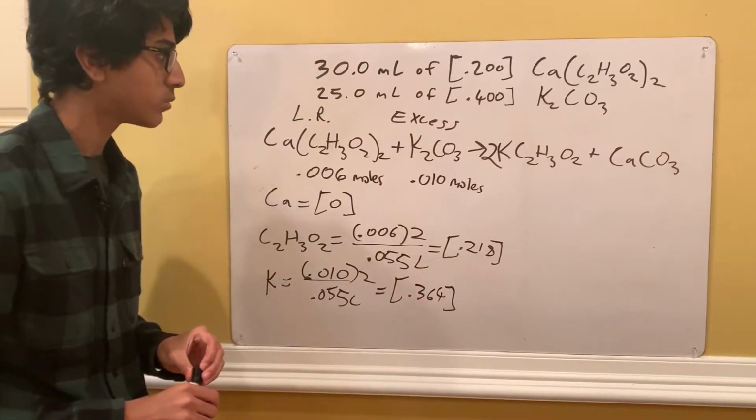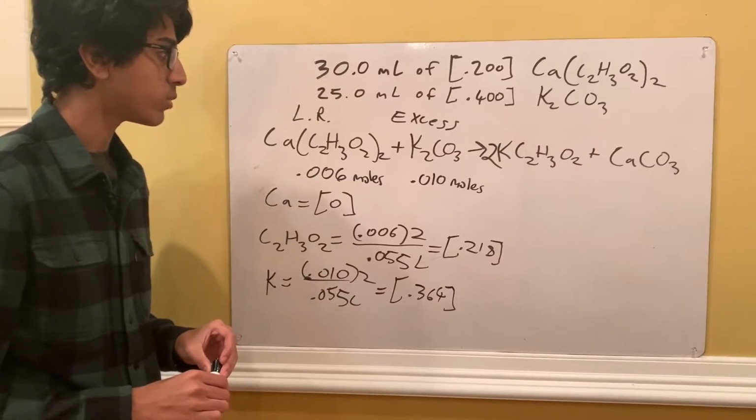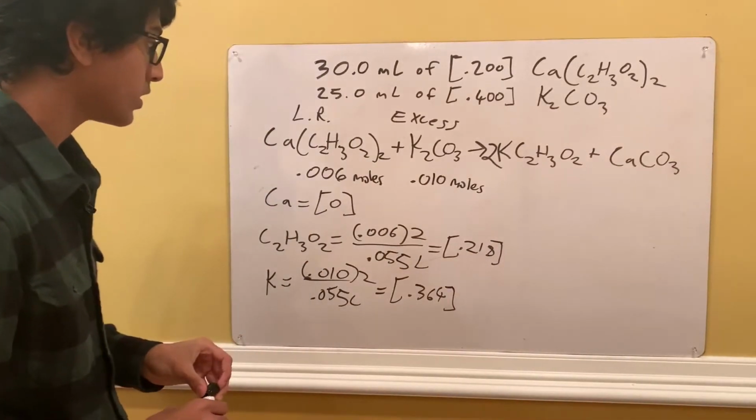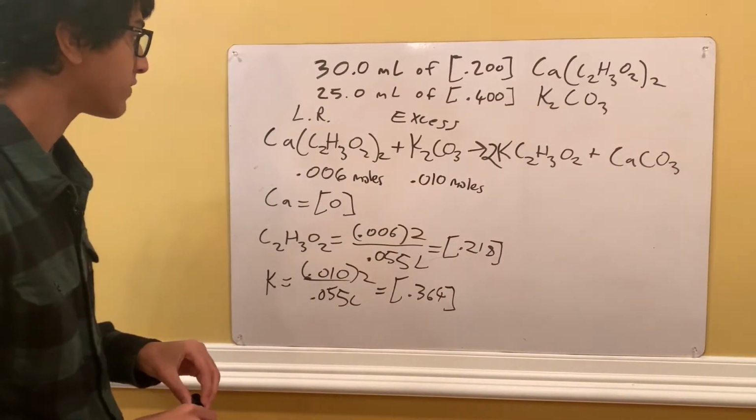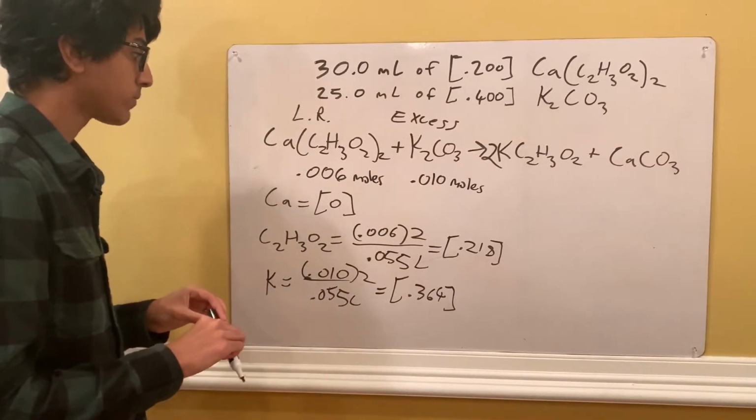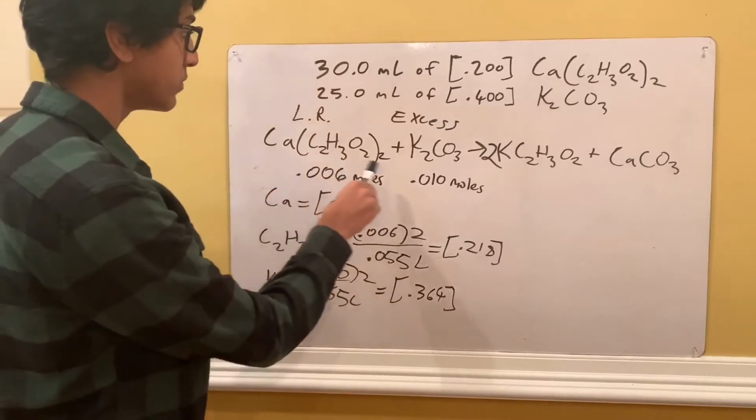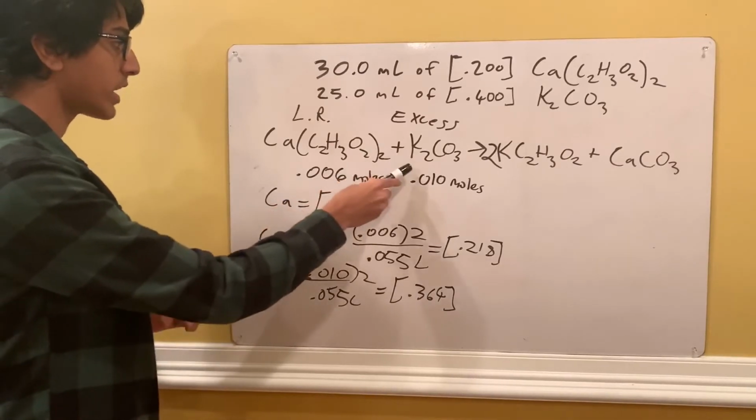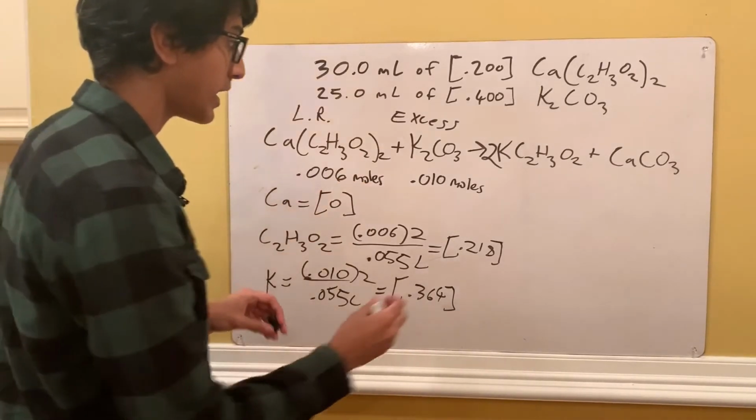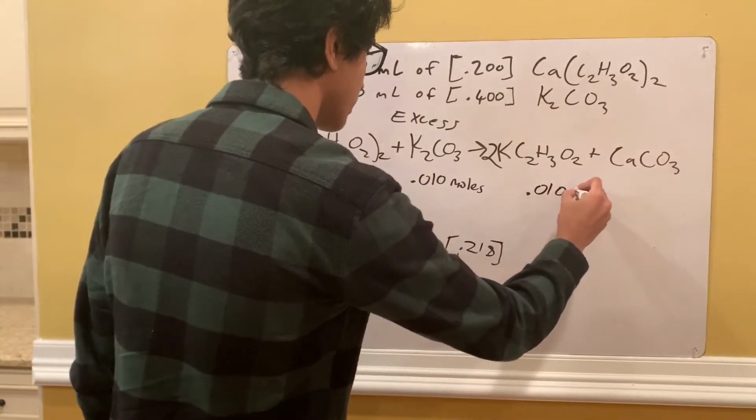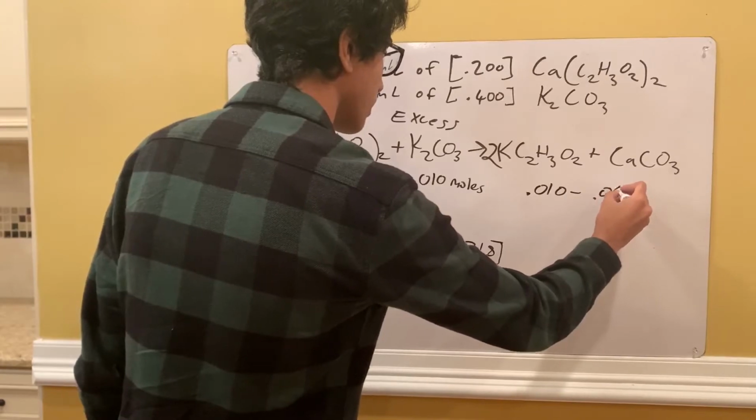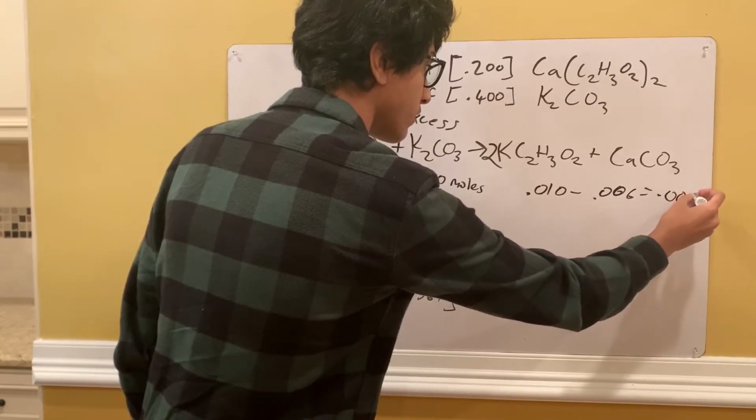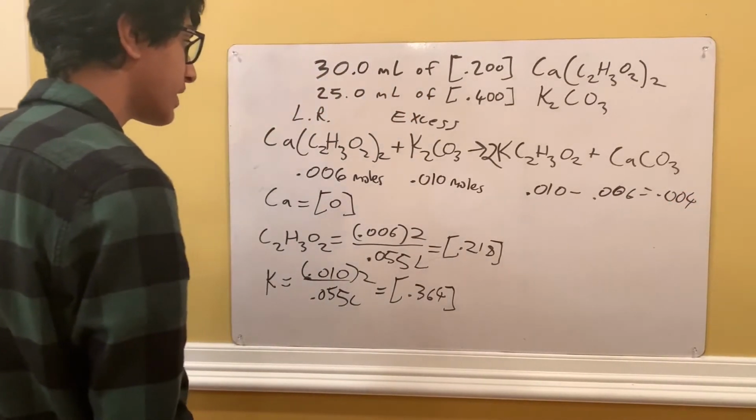Save the hardest for last, which is the CO3. That is whatever appears in the excess and appears in the insoluble compound in the products. For this one, we're going to have to find what the excess is. Going from the limiting reactant to the excess, it's a 1-to-1 ratio. So we'll use 0.006 moles of K2CO3, and we have to subtract: 0.010 minus 0.006 gives us 0.004. So that's our excess.